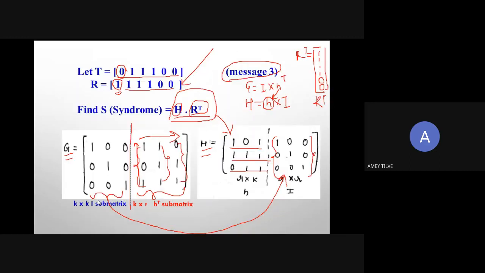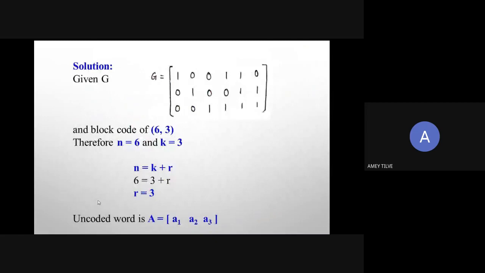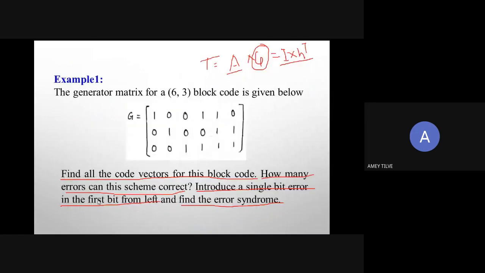So this is how your block code question will come in this form. A generator matrix of block code 6,3 is given to you. You have to find out all the vectors, check how many errors can be detected and corrected, and introduce a single bit error and try to find out the error syndrome. So this is all about your block code.